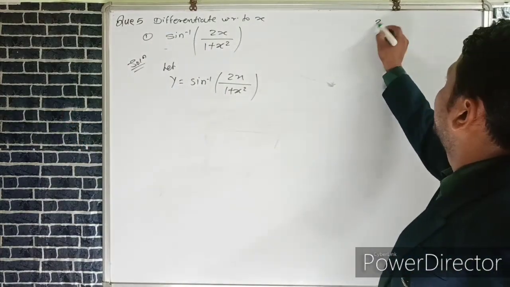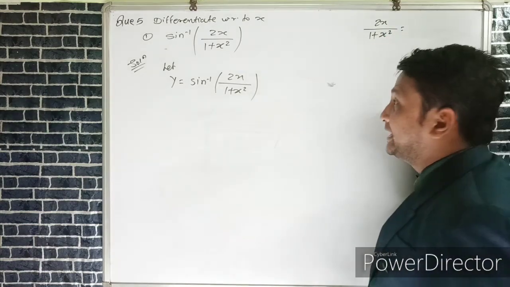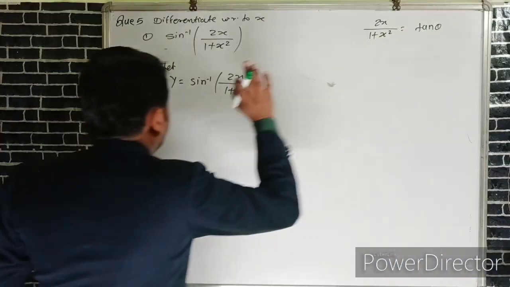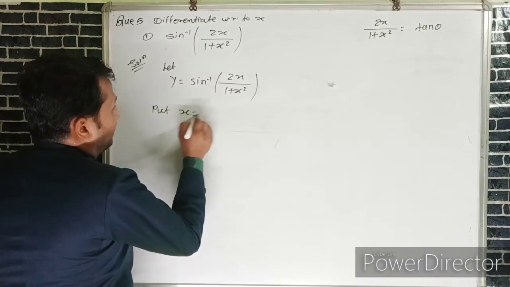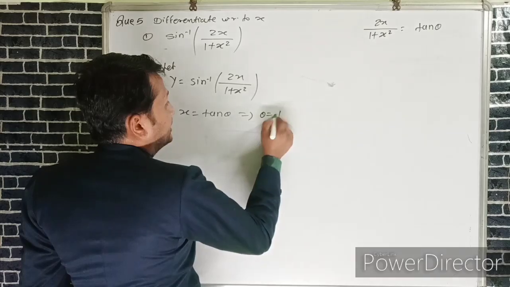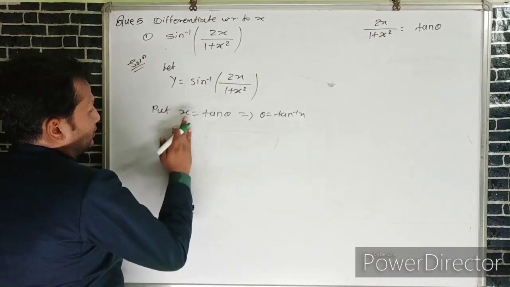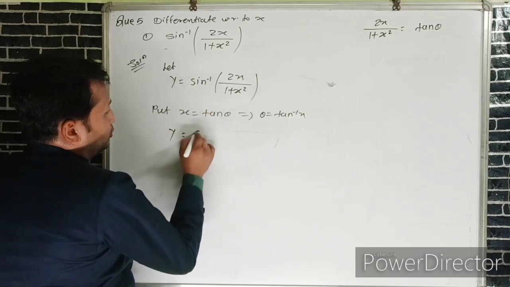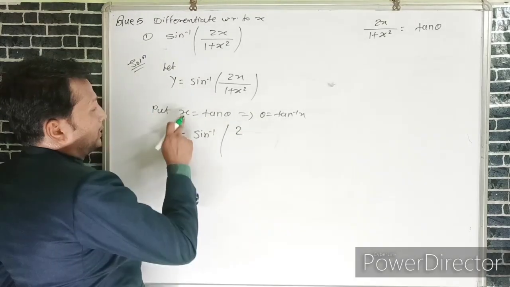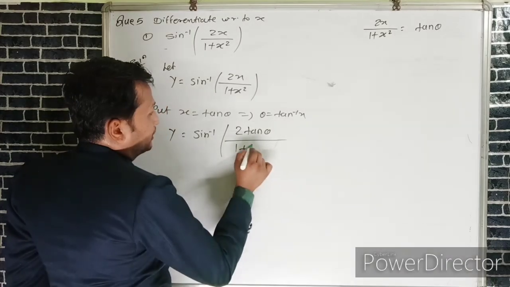Given that if the function is in the form of 2x upon 1 plus x square, then you can write the value of x as tan theta. Hence, if we put x equal to tan theta, then theta is tan inverse of x. Now we differentiate the given function. We can write y is equal to sin inverse of 2 into, replacing x with tan theta, 2 tan theta upon 1 plus tan square theta.